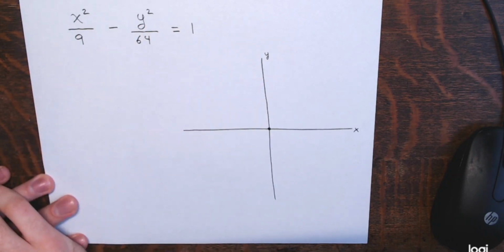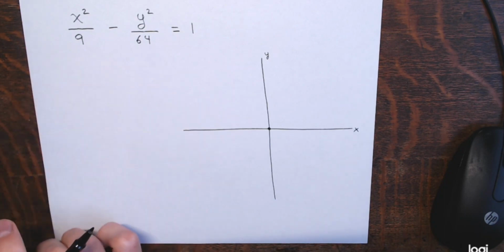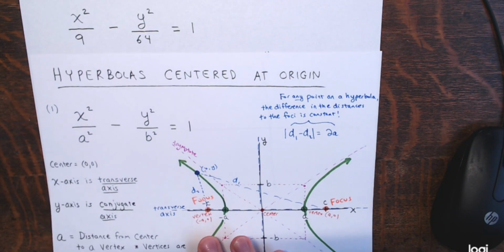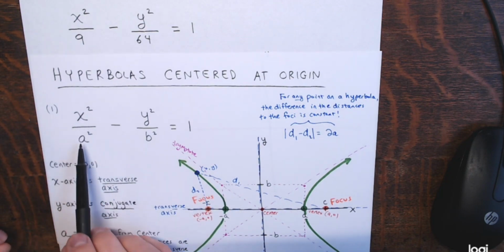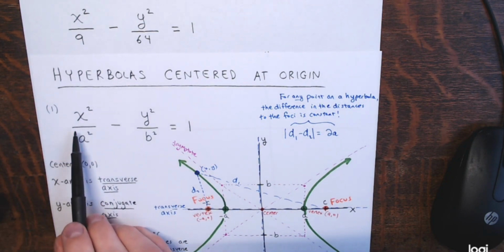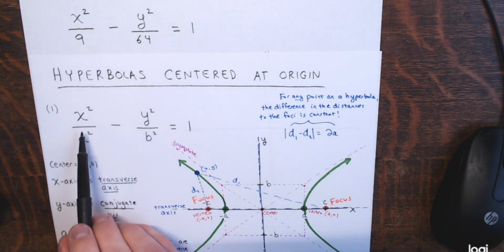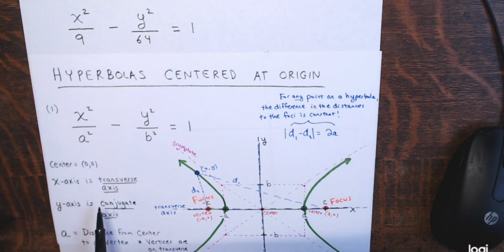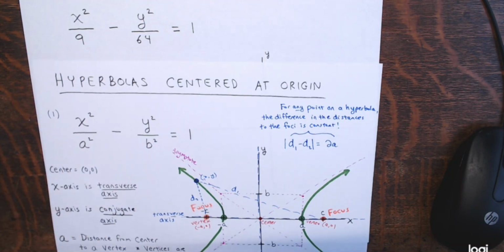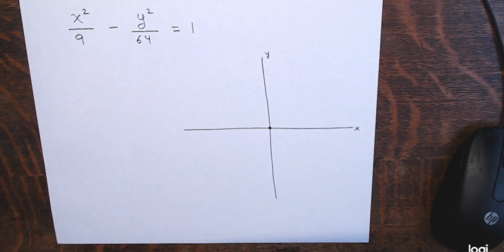Now this is like that first case I went over earlier in the video, where the x squared term is the positive coefficient term, and the y squared term is the negative one. In this case, the x-axis is the transverse axis. The foci and the vertices will be on the x-axis, left and right of center.